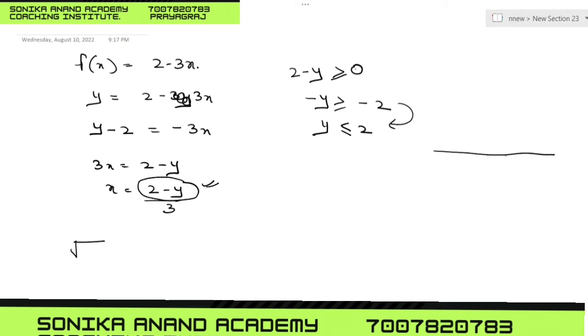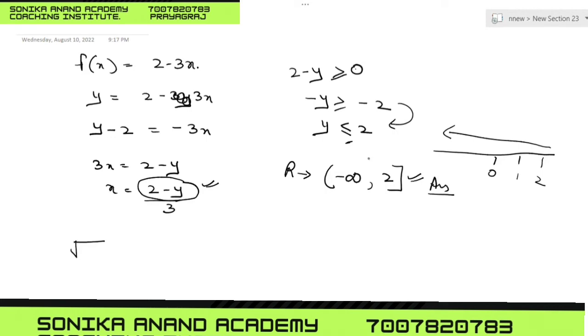So from the number line, this is 0, this is 1, this is 2, and the value of y goes like this. Clear? So what is the range? The range becomes minus infinity to 2. 2 is included because we have the under root sign. Now this is the answer in your textbook. You can see. Clear? So this is the method in order to find the range. That was the method in order to find the domain.